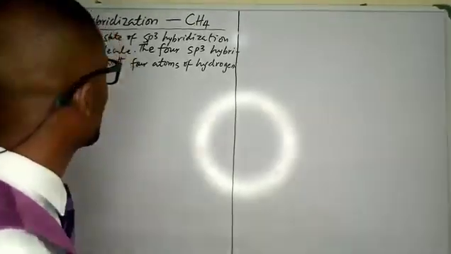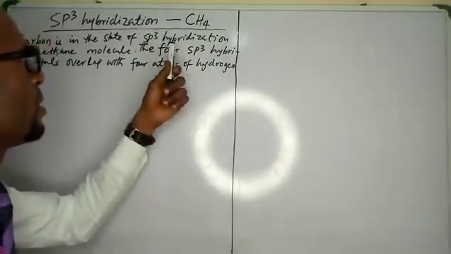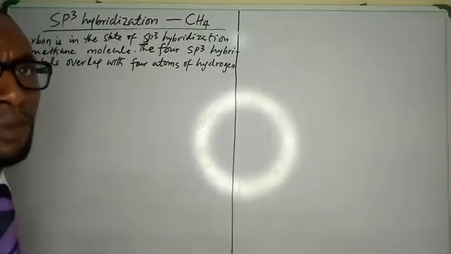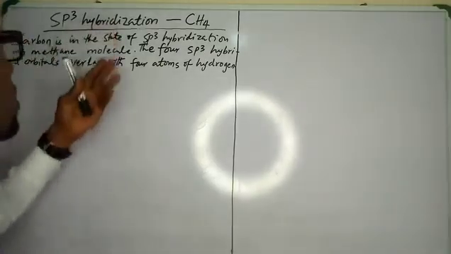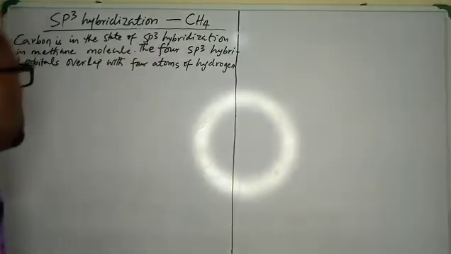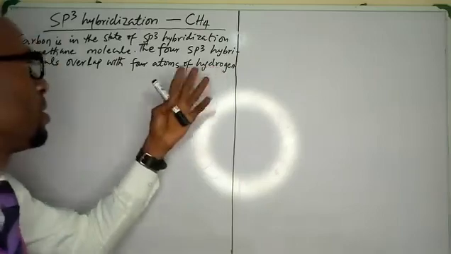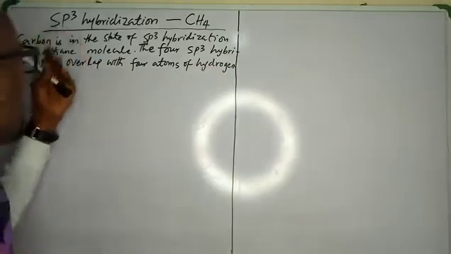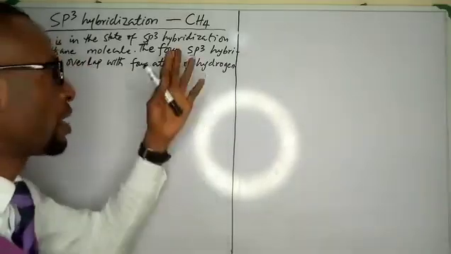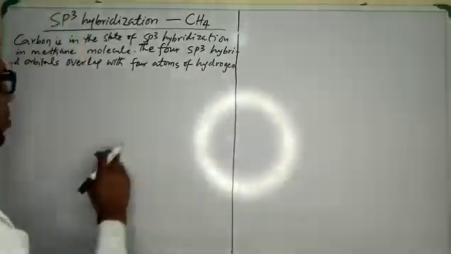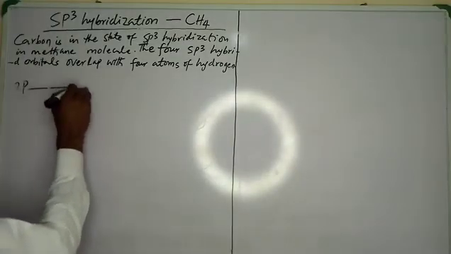If you are asked to show the hybridization in the methane molecule, you need to know that carbon in this molecule is in the state of sp3 hybridization. What essentially happens is that the 4 sp3 hybrid orbitals of carbon overlap with the 4 atoms of hydrogen to make methane. What are we talking about? If we revert back to the last point we stopped in our last lecture.